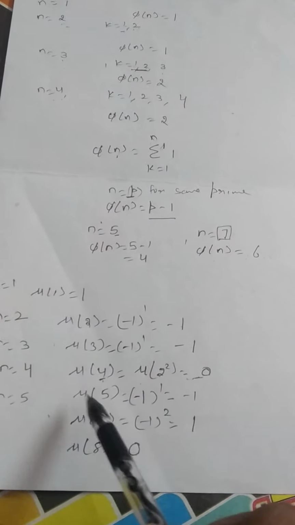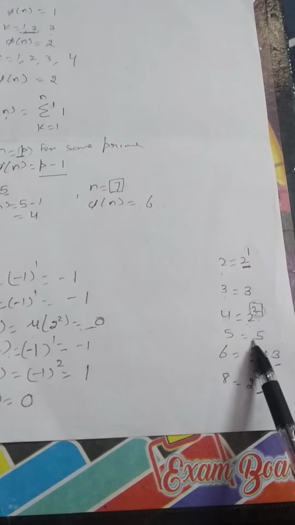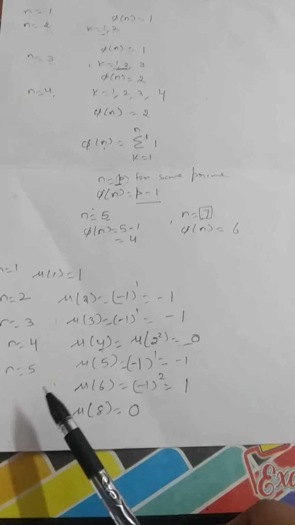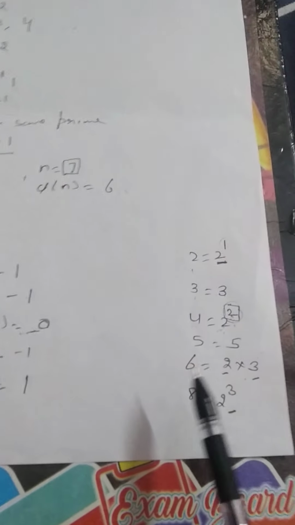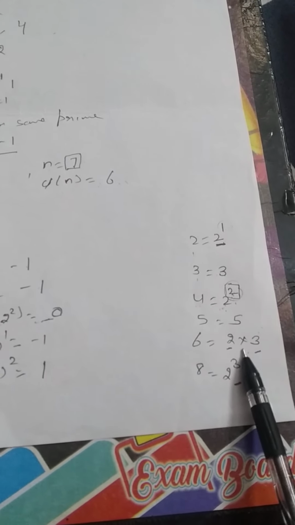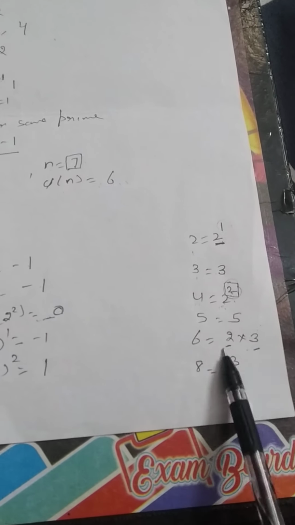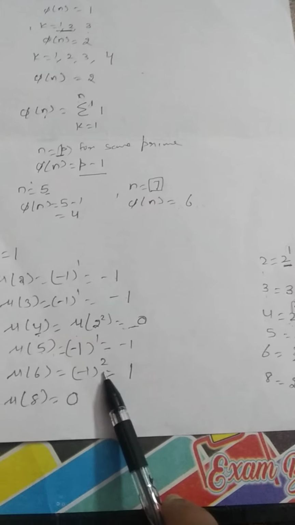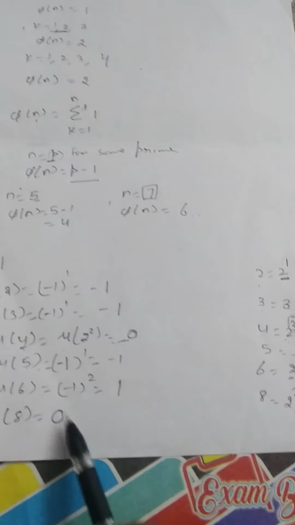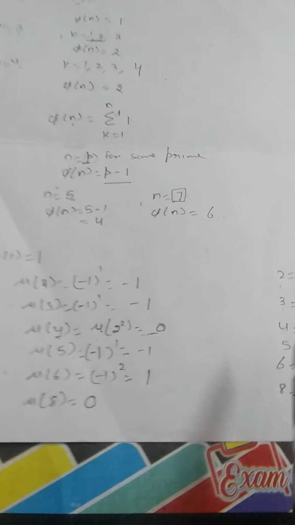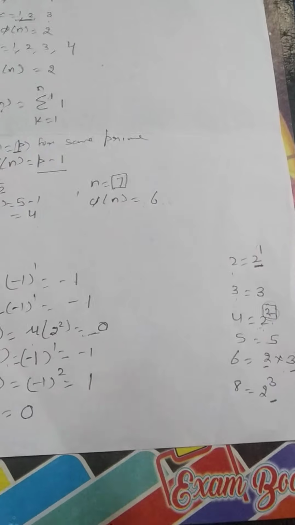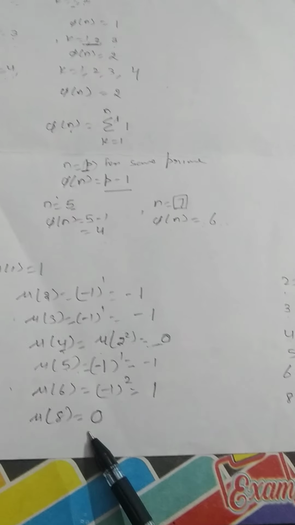When n is 5, 5 is a single prime, minus 1 raised to power 1, minus 1. Similarly, mu 6. 6 can be expressed as 2 times 3. Here powers are 1 and we have 2 primes, so minus 1 raised to power 2, because it is minus 1 raised to power k, and 2 primes are there. So the answer will be 1. Similarly, mu 8 will be 0 because it is 2 cubed and it is divisible by 2 squared.